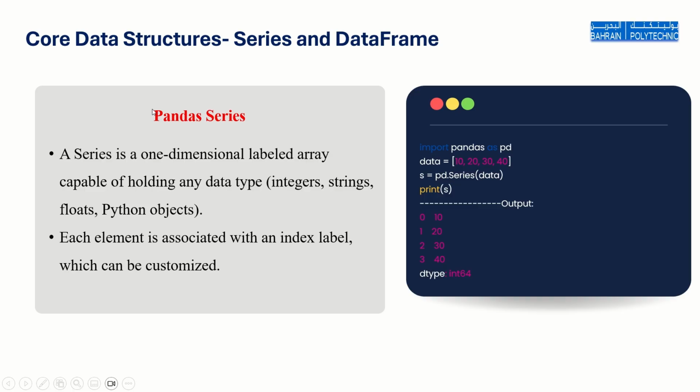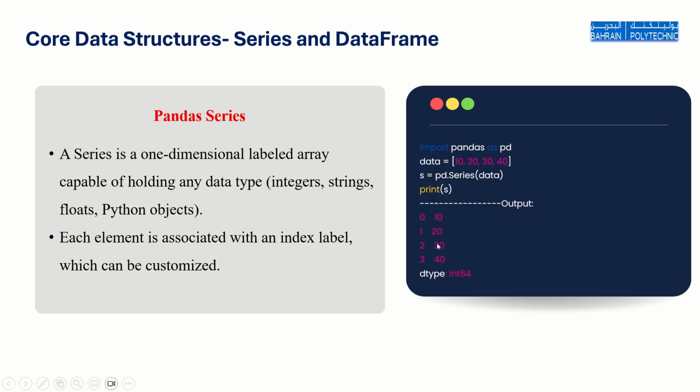So let's see some functions. The first one is the pandas Series. Whenever you hear the term series, it is a one-dimensional labeled array. It is one-dimensional and it is labeled also. What do you mean by that? Labeled means it has an index associated with it. It is capable of holding any data type like integer, string, floats or Python objects, and each element is associated with an index label. That is the beauty of it.